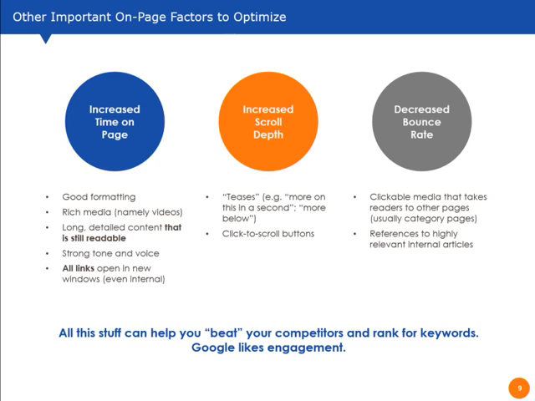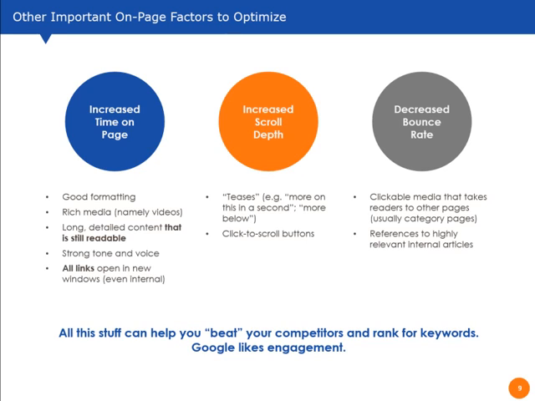You can use teases, for example, "more on this in a second" and "more below," to get people engaged at the beginning and keep reading. And click-to-scroll buttons can also help increase scroll depth. Finally, to decrease bounce rate, have clickable media that takes readers to other pages.